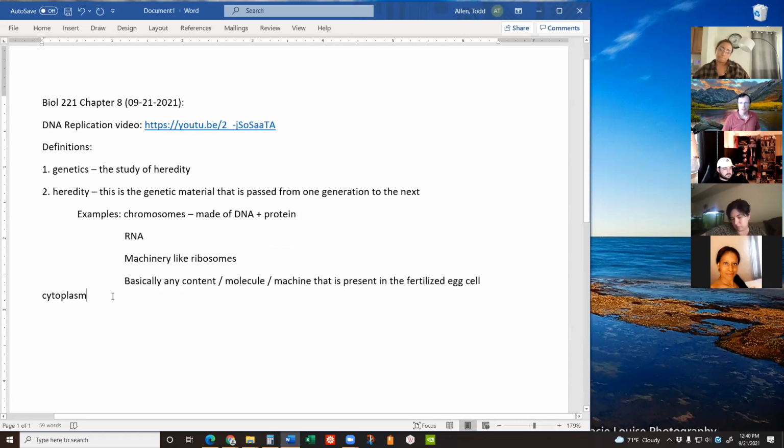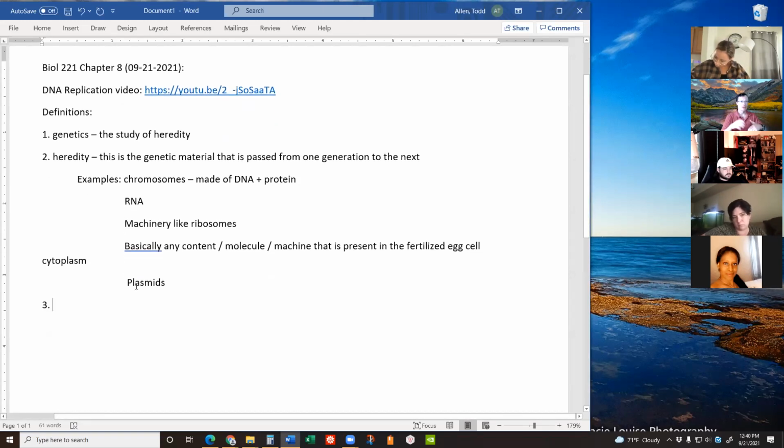Okay, good job, folks. Plasmids absolutely would be genetic material for bacteria, Kit. Absolutely, plasmids, we could put that down there, okay? So we're just talking in broad swipes right now. Okay, let's continue. So genetics is the study of heredity. Heredity is the genetic material that's transmitted from one generation to the next. Traditionally, that's DNA and RNA. But if we're honest with ourselves, the fertilized egg cytoplasm contains a variety of other things that also move to the next generation.